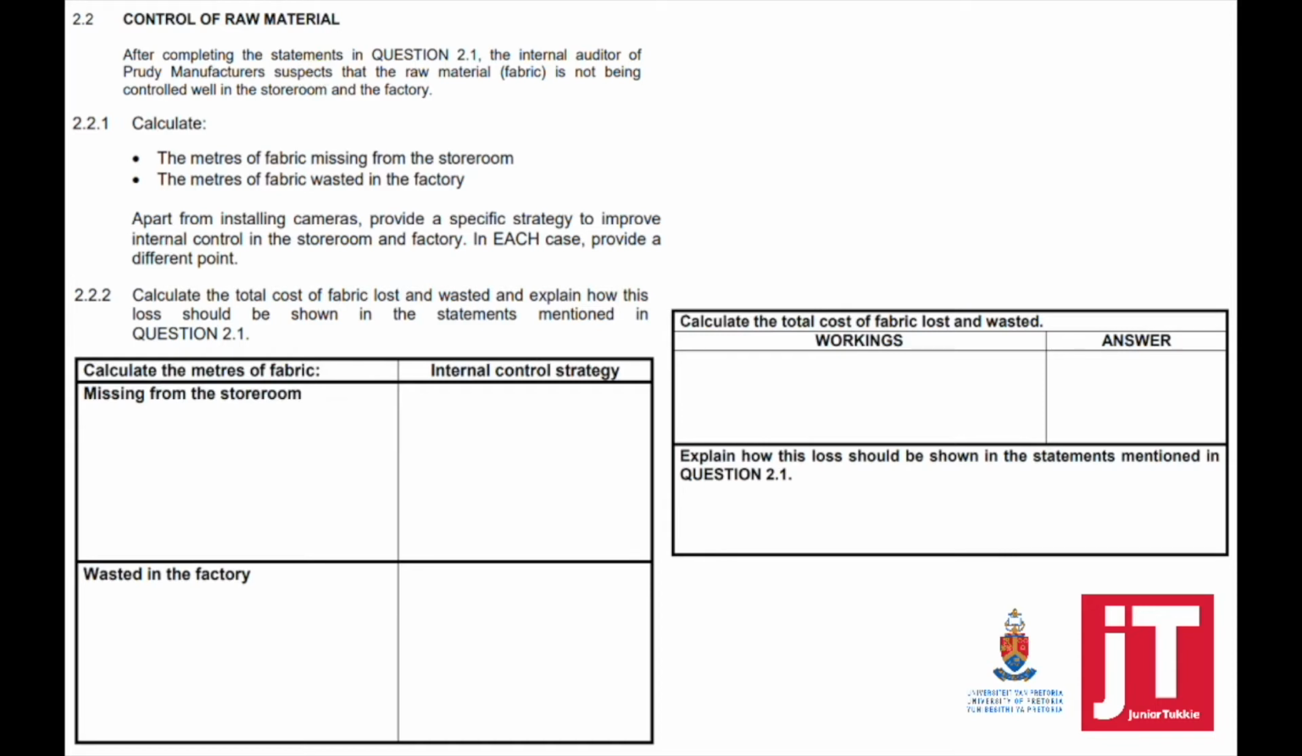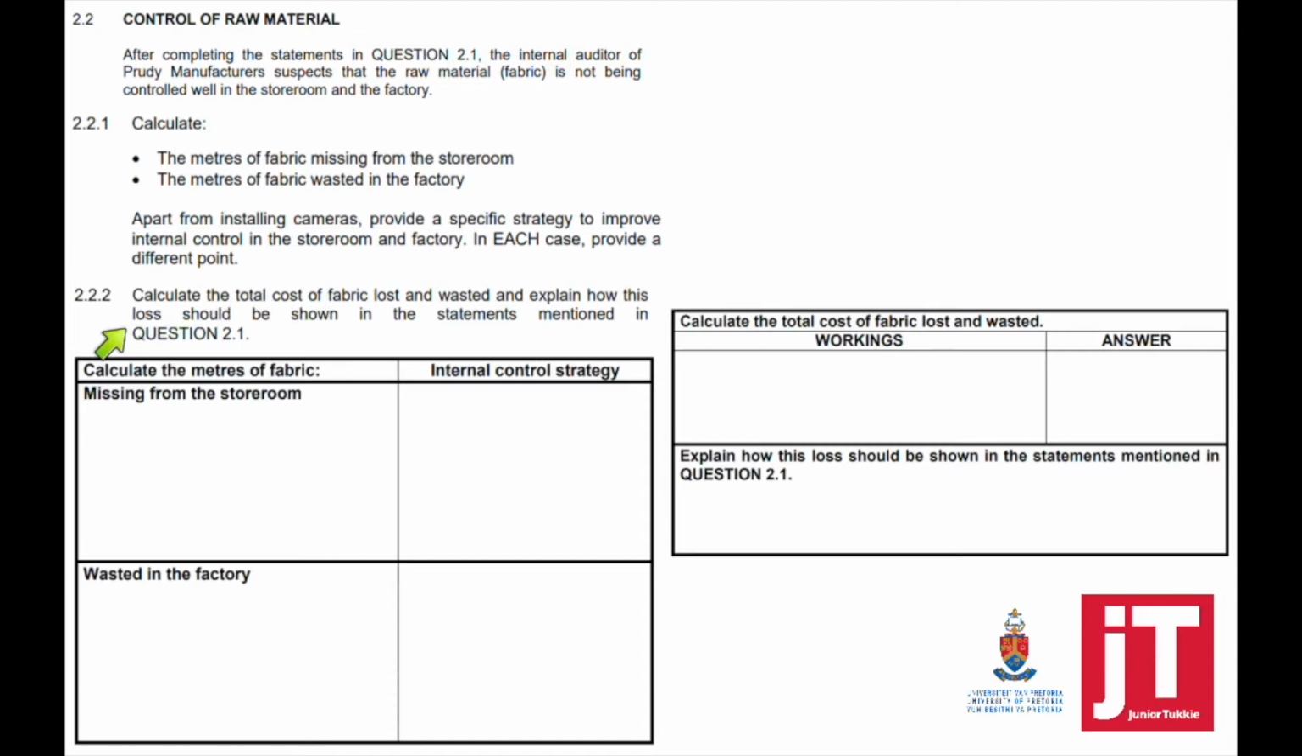After completing the statement in Question 2.1, which we've discussed in video 1, or Part A, the internal auditor of Prudy Manufacturers suspects that the raw materials, fabric, is not being controlled well in the storeroom and the factory. Calculate the meters of fabric missing from the storeroom and the meters of fabric wasted in the factory. Apart from installing cameras, provide a specific strategy to improve internal control in the storeroom and the factory. In each case, provide a different point.